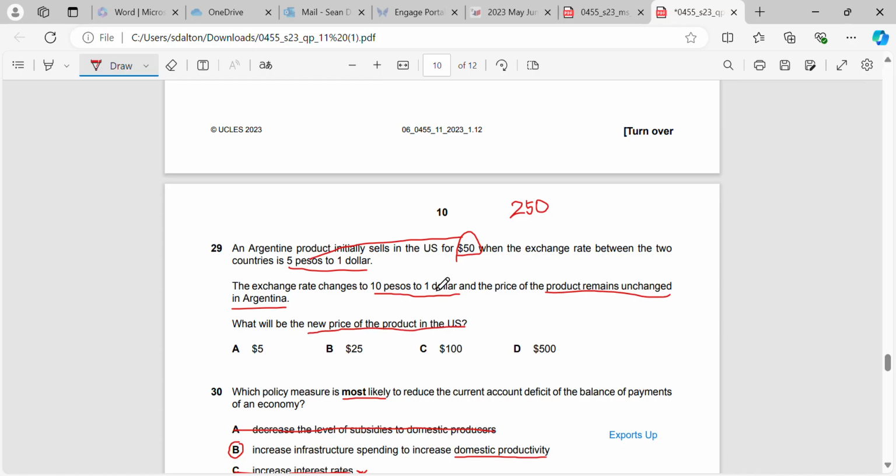So all we have to do to find the new price of the product in the US is we have to see if it was 250 pesos and it still is, we're now getting 10 pesos to $1. So when we convert that, or when we divide that by 10, we should be left with $25. That is now how much it is going to cost in the US. So it's going to increase the imports into the US.